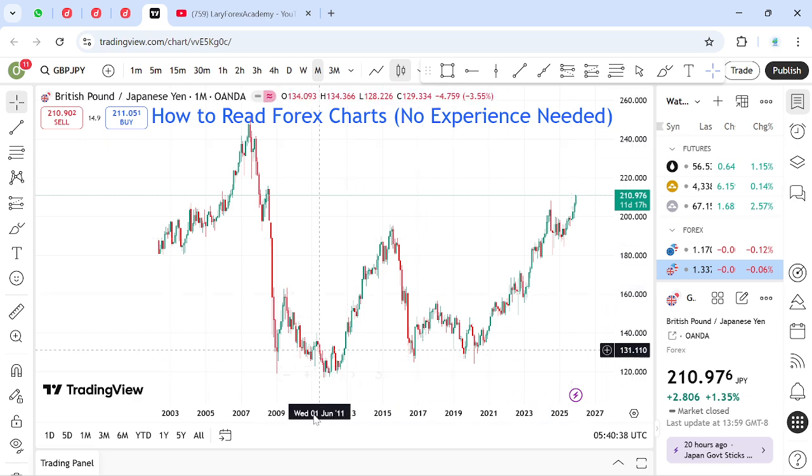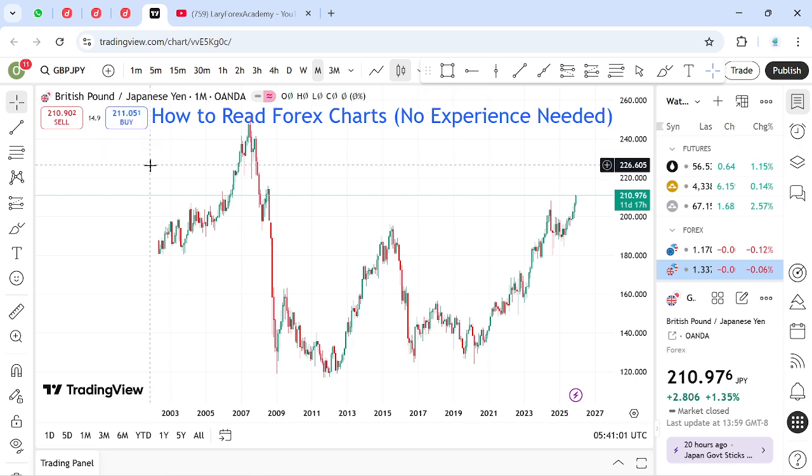Now, in a market chart, you can find what we call the name of the pair that is being traded. Like this one, we have British pound, Japanese yen, which in short form is GBP JPY. Here it says sell, here it says buy. So it's you deciding whether you want to buy the pair at a particular point in time or sell it at a particular point in time.